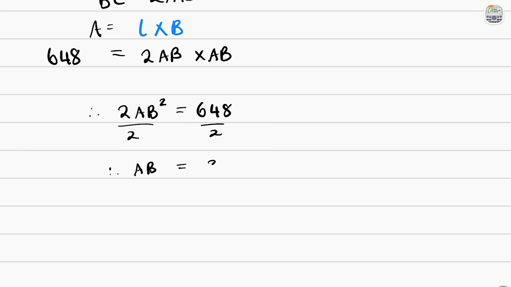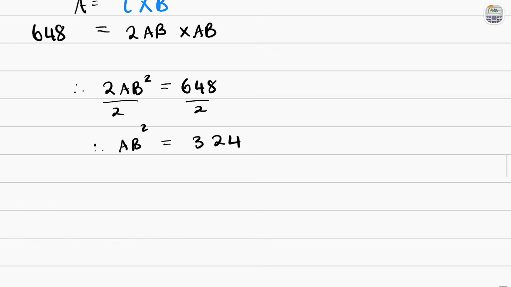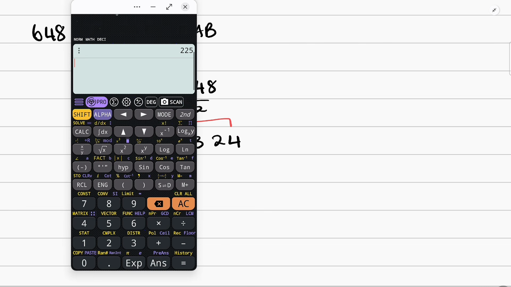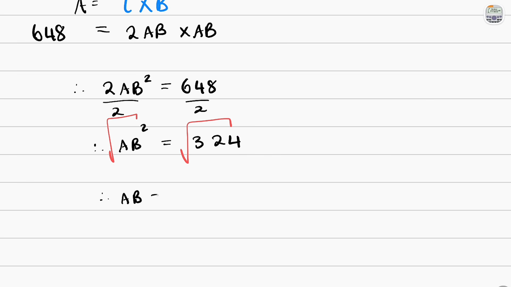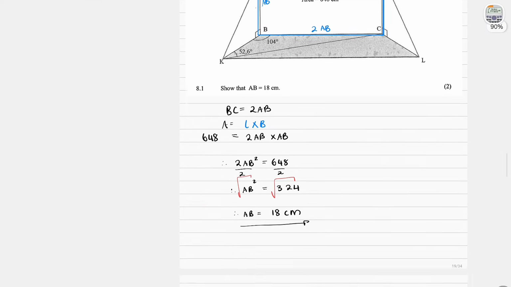324. And then that's AB squared, of course. And then you can square root both sides. What is the square root of 324? The square root of 324 is 18. And there we go, that's how we find that. And so we can just say AB is equal to 18 centimeters. And that is our answer.